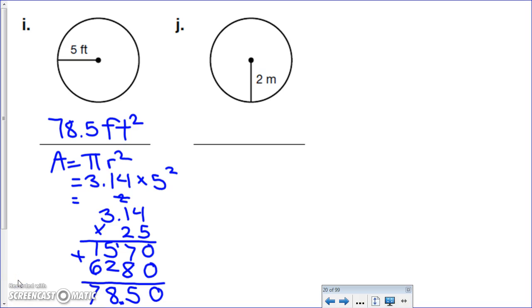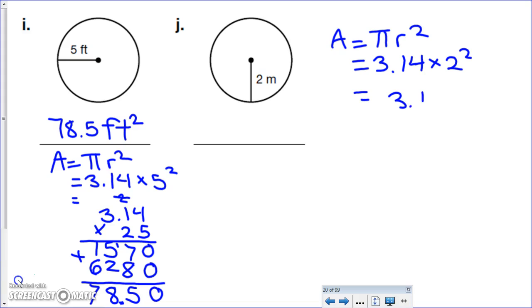For J, again, write the formula out. Area equals pi r squared. Fill in 3.14 for pi, and we know the radius is 2. Two squared is 2 times 2, which is 4. And then we're just going to multiply. 4 times 4 is 16. 4 times 1 plus 1 is 5. 4 times 3 is 12.